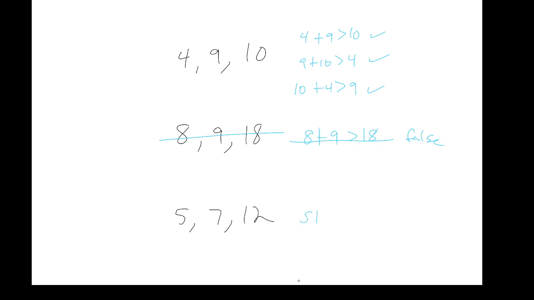How about 5 plus 7 greater than 12? Hey, 5 plus 7 is equal to 12, not greater than it. So guys, this is also false. So just thinking about these things logically, what something is by proving what it is not.